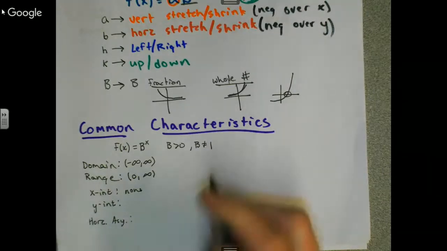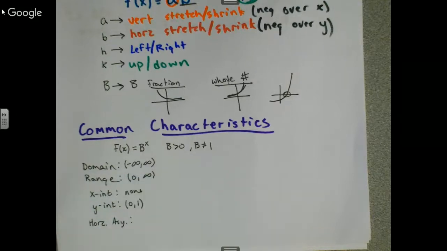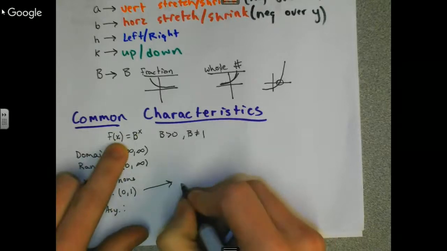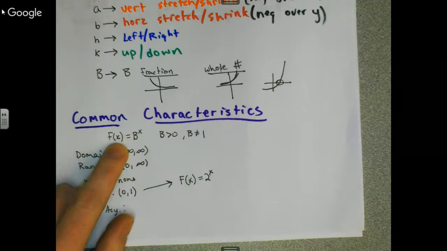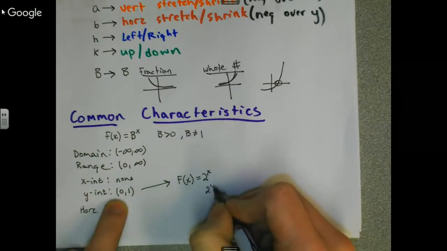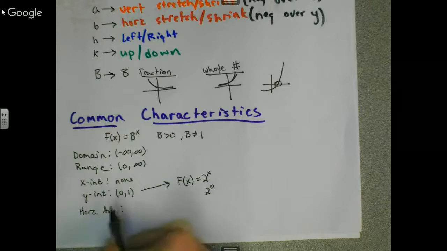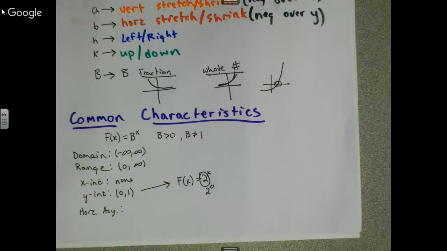The y-intercept of my parent function is (0, 1). Let's just look at that real quick. If I have my parent function, let's just say f of x equals 2 to the x, well, my y-intercept is when x is 0. 2 to the 0 power is always 1. So anytime you're talking about the parent functions, it will have a y-intercept at (0, 1), no matter what capital B is.